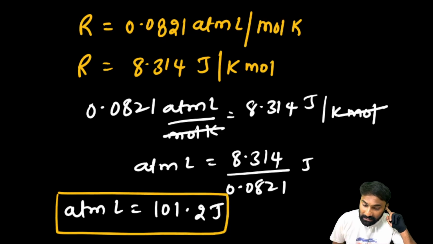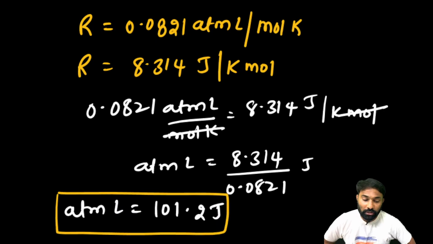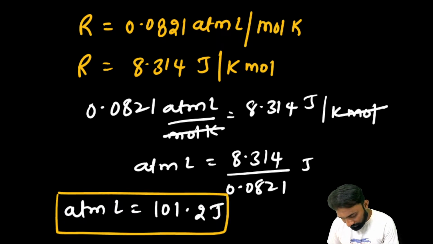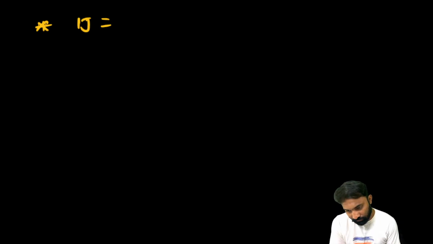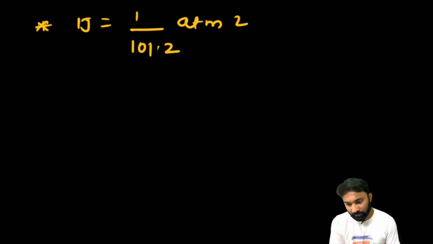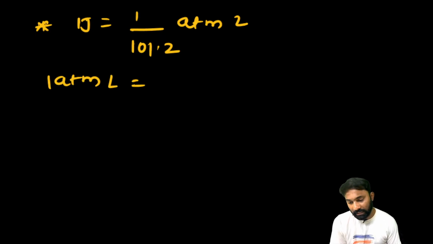Whatever data they have given in the question, if you multiply it with 101.2, it will give you the work done in joules. Clear? Now sometimes instead of joules, they will give the pressure unit in bar also. So for that, another one: 1 joule is equal to 1 by 101.2 ATM liter. Right?